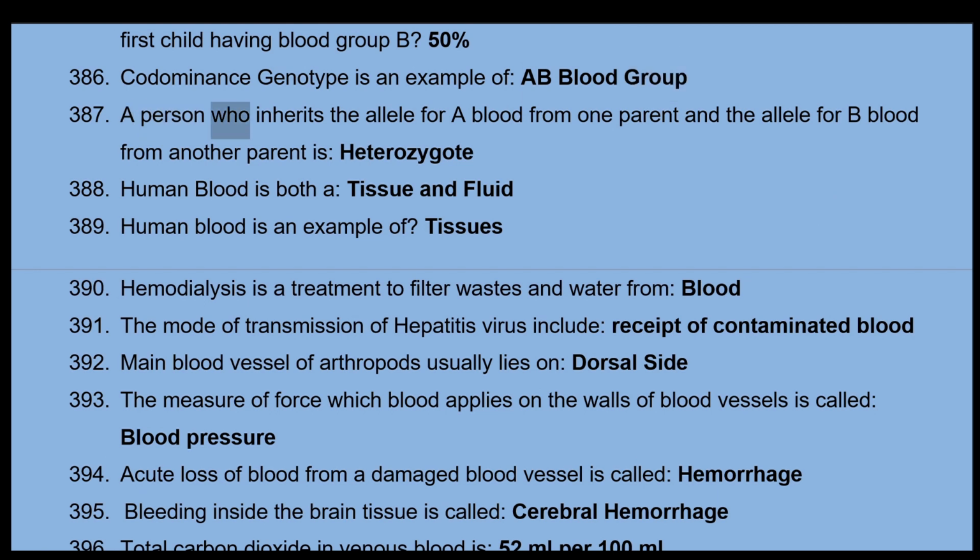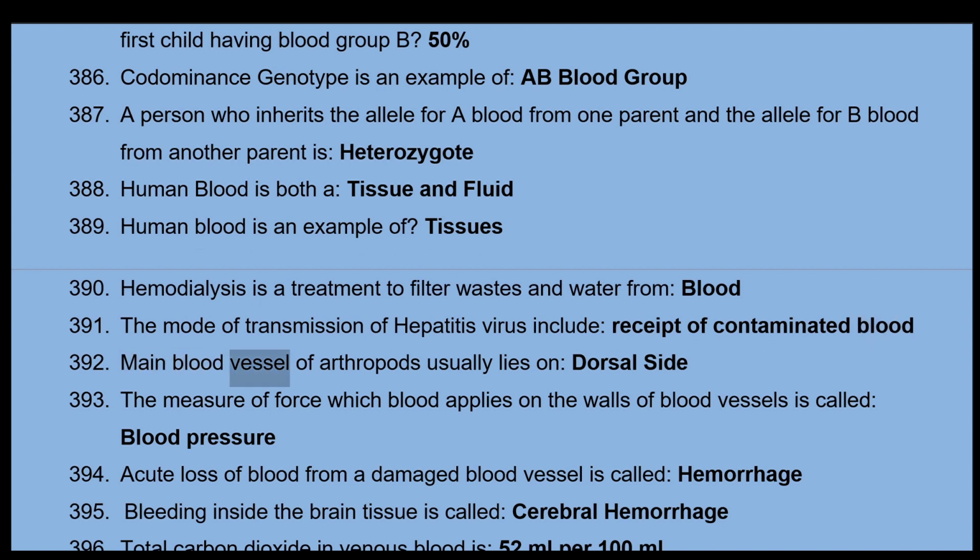A person who inherits the allele for A blood from one parent and the allele for B blood from another parent is heterozygote. Human blood is both a tissue and fluid. Human blood is an example of tissues. Hemodialysis is a treatment to filter wastes and water from blood. The mode of transmission of hepatitis virus include receipt of contaminated blood.